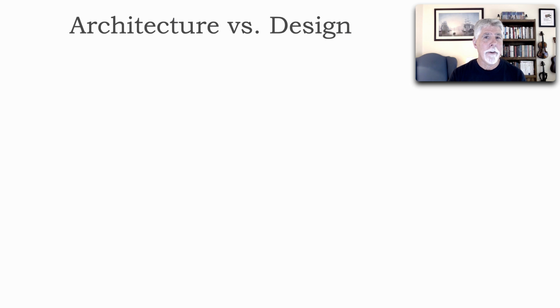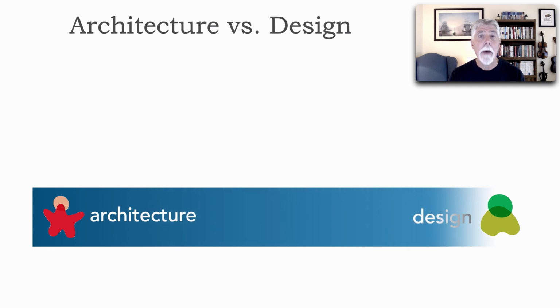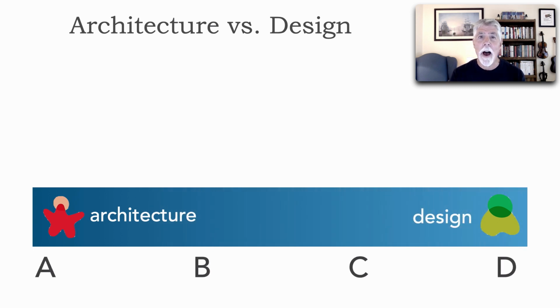So, is there a difference between architecture and design? And it turns out that there is. However, here's something very interesting. The difference between architecture and design is not a binary decision, but rather a spectrum of decisions that lie between architecture and design. So let me show you some criteria that you can use to determine where in this spectrum your architecture or your decision actually lies.